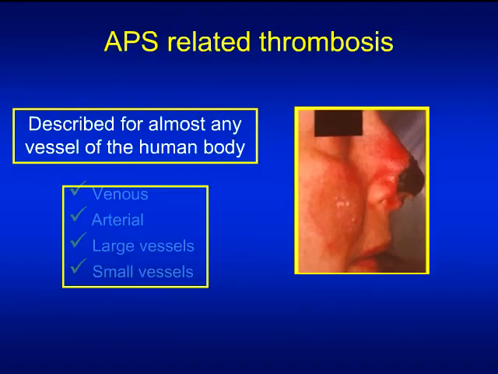And the antiphospholipid antibody-related thrombotic complications you can find in almost every vessel of the body. Venous, arterial, in large vessels and small vessels, but in fact the most common is deep venous thrombosis, and second place is strokes, but you can indeed find thrombosis in every part of your body.